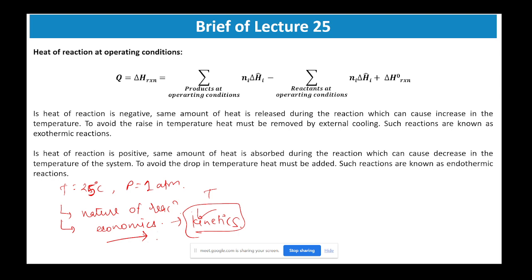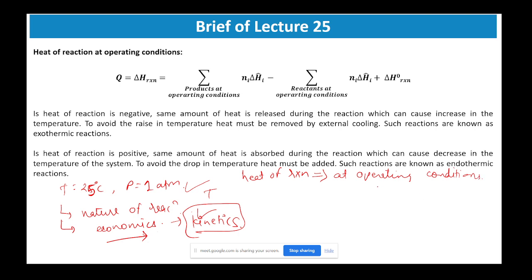So you always operate a reactor at a certain operating condition, which is not always this standard condition. So you need to have the value of heat of reaction at operating conditions.